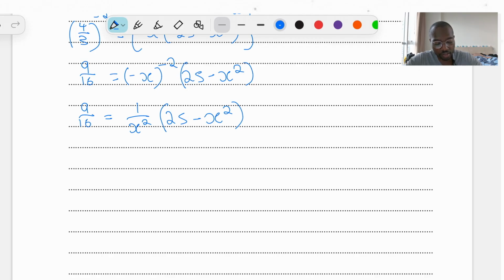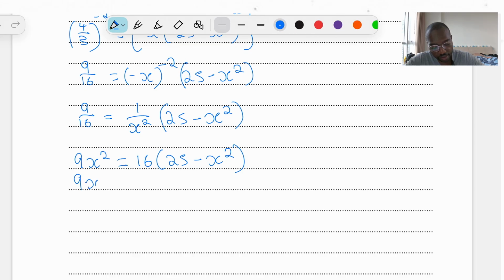So as you can see, we're going to do two multiplications at once. We're going to times by 16 and also times by x squared, to get rid of both of our fractions. If we times by x squared, we're going to get a 9x squared over here. And we're also going to times by 16 as well. So we'd get a 16, and that'll be times by the 25 minus x squared. And now, as you can see, it's looking nice.